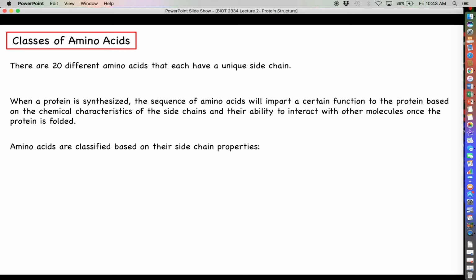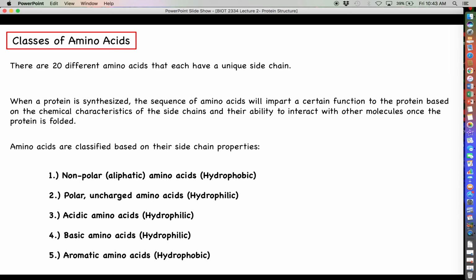So 20 amino acids is kind of a lot to deal with, so let's start by classifying them. Instead of talking about 20 different amino acids, let's talk about maybe 5 or 6 different classes of amino acids. So the first class are what we call nonpolar or aliphatic amino acids, and they are very hydrophobic. We also have polar uncharged amino acids, which are hydrophilic, acidic amino acids, which are also hydrophilic, basic amino acids, which are hydrophilic, and then aromatic amino acids, which are hydrophobic.